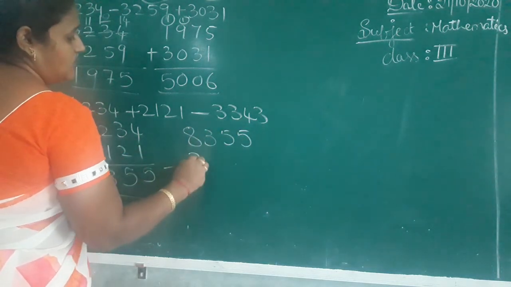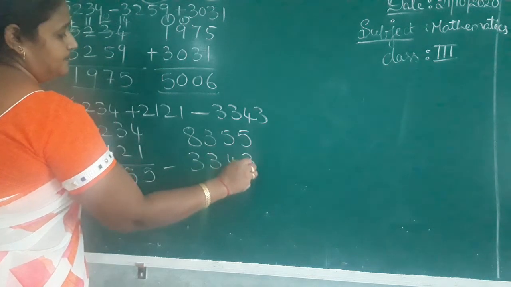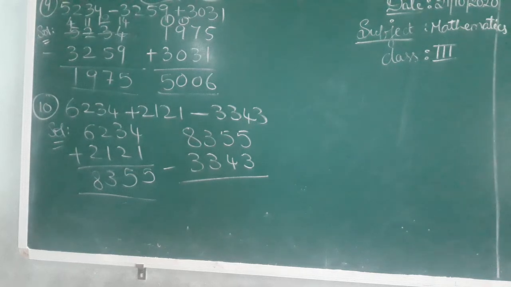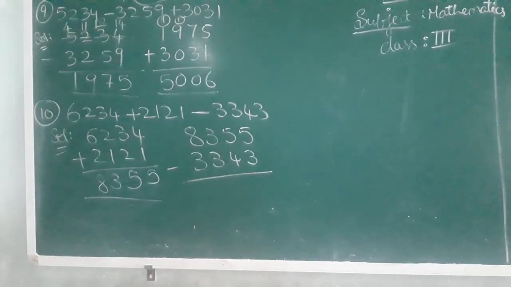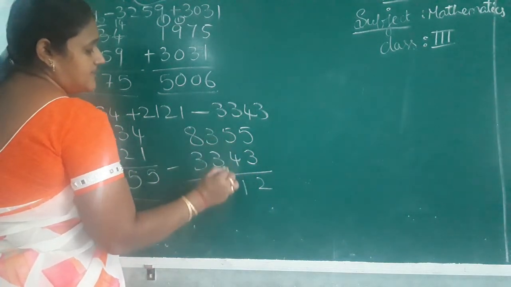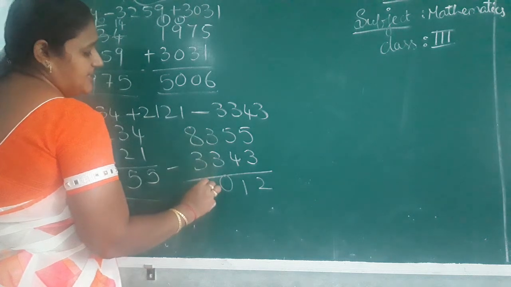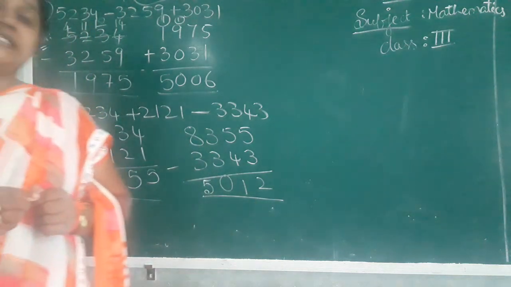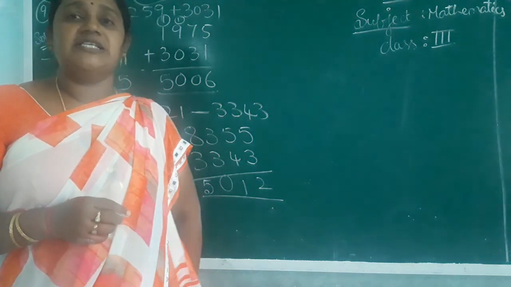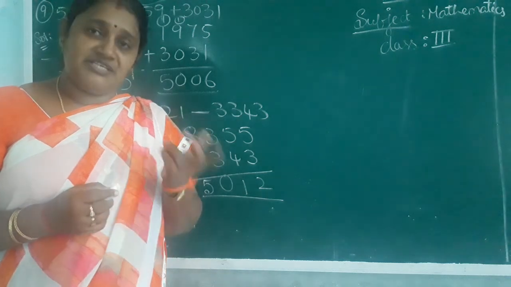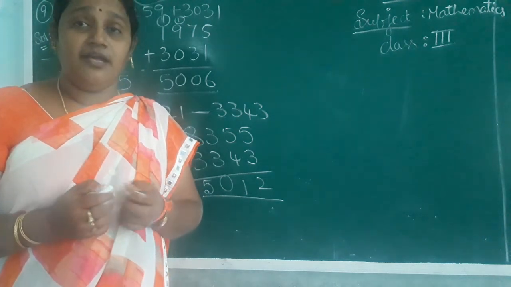8,355 minus 3,343. Okay, 8,355 minus 3,343. See that. 5 minus 3, 2. 5 minus 4, 1. 3 minus 3, 0. 8 minus 3, 5. Like that you can solve. If they given plus and minus both the operations in one sum, you can solve like that. First you have to check the possibility of the subtraction or addition, and then you have to do.